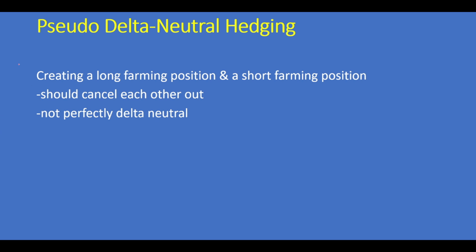Let's take a look into the pseudo delta neutral hedging strategy first, and I'll explain exactly what happens. Essentially what you're doing is creating a long farming position and then a short farming position, and hopefully the size of both of those positions should cancel each other out. And just one thing to note, it's not perfectly delta neutral, so you're getting about as close as you can to delta neutral whilst using leveraged yield farming, but it's not perfect, right?